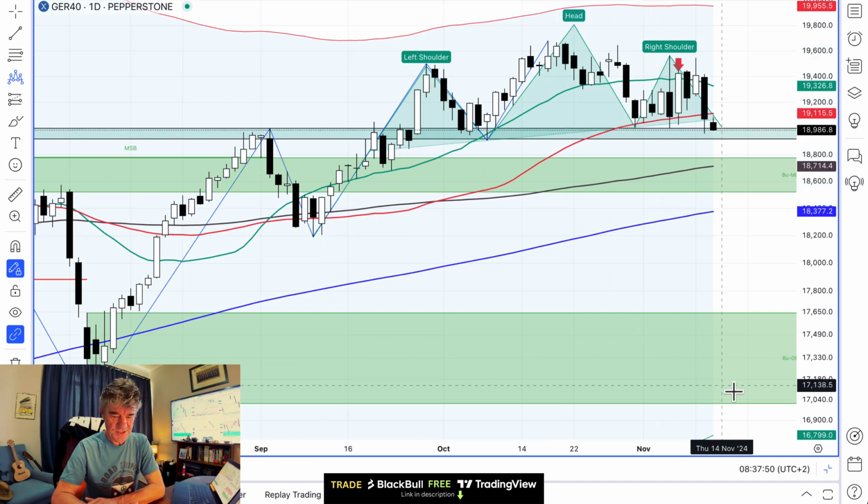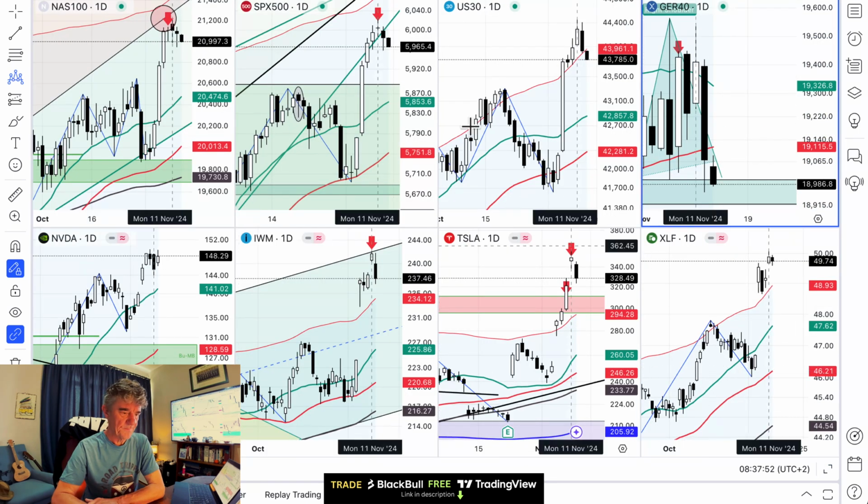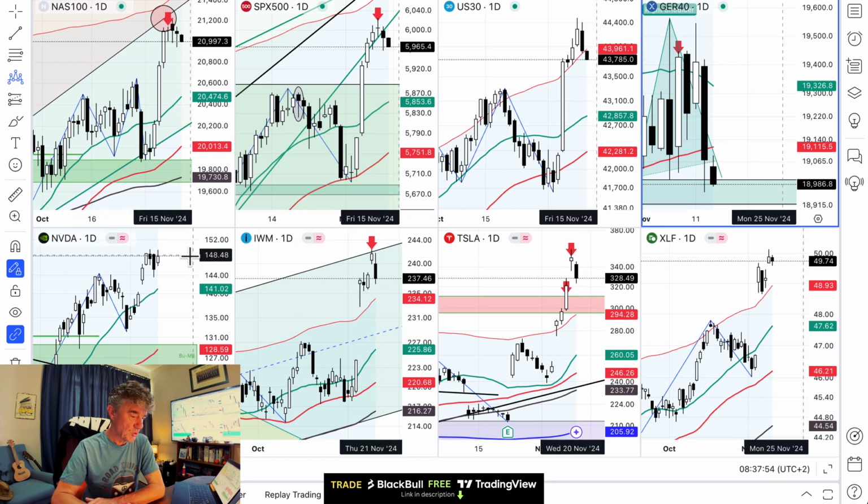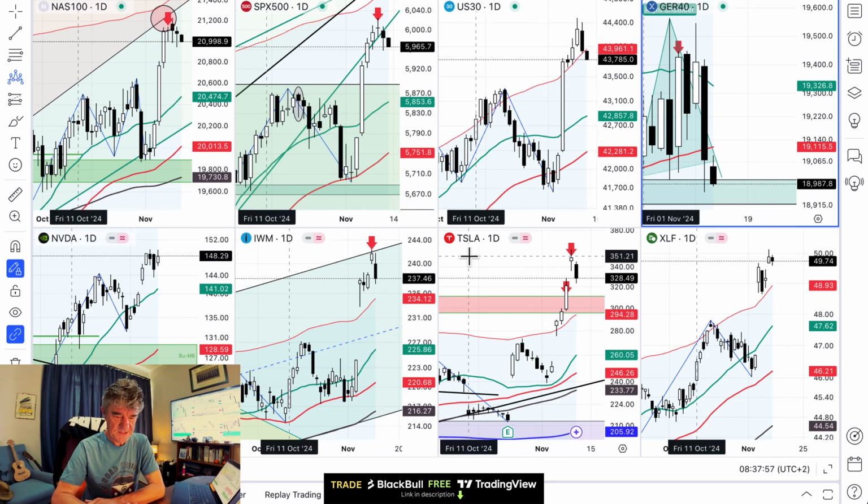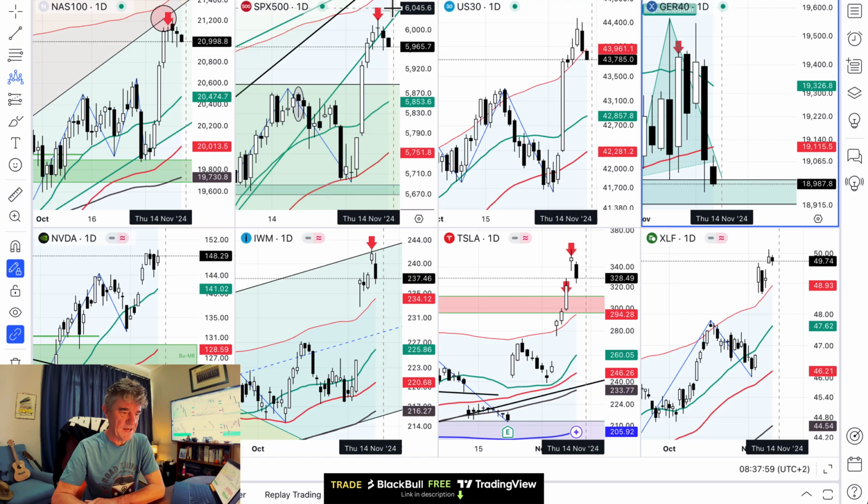So that's the DAX, and we got a good short position on that one. So far so good. We're also short on NVIDIA, IWM, Tesla, and XLF, all of those moving down yesterday too.